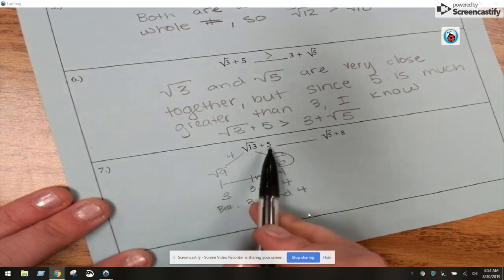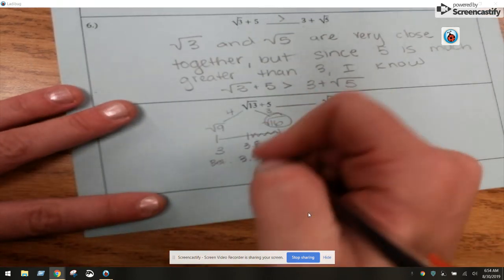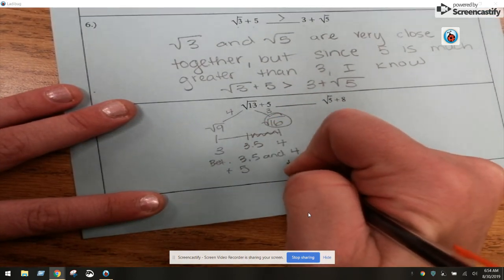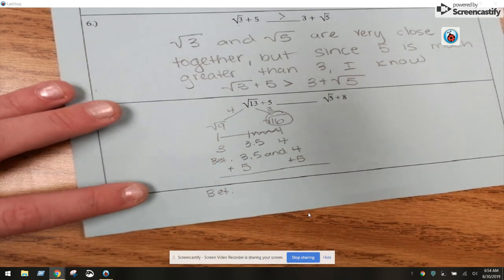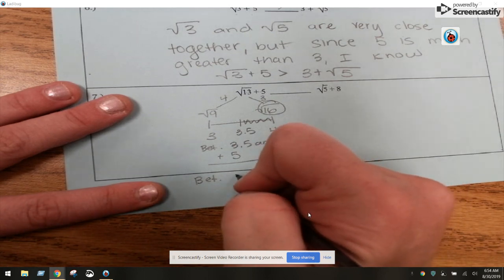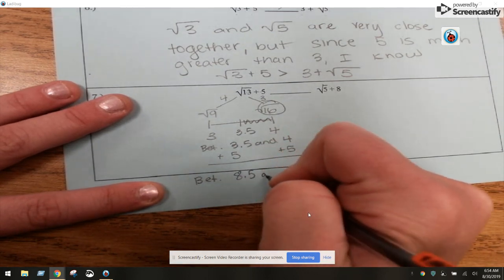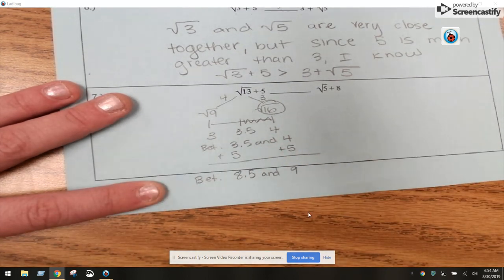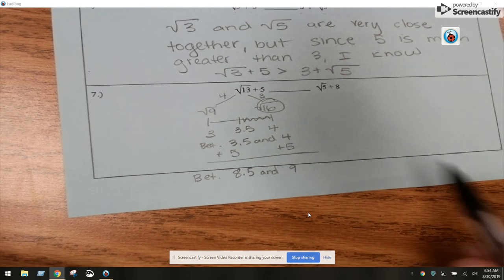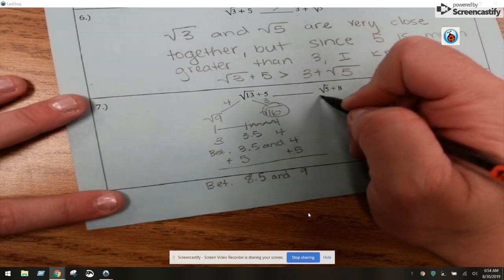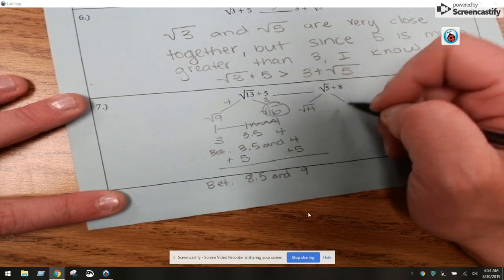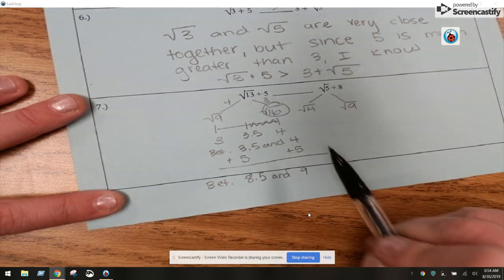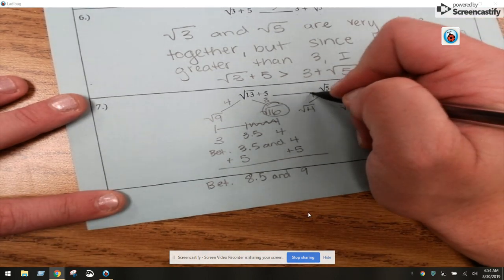But then we have to remember to add in the 5. So I'm going to add 5, make sure I line up correctly the place value. So this one is between, I'm just abbreviating between as BET, 8.5 and 9. Okay. And then over here, same idea, branch it out. I know it's between the square root of 4 and the square root of 9, but it's obviously much closer to the square root of 4.